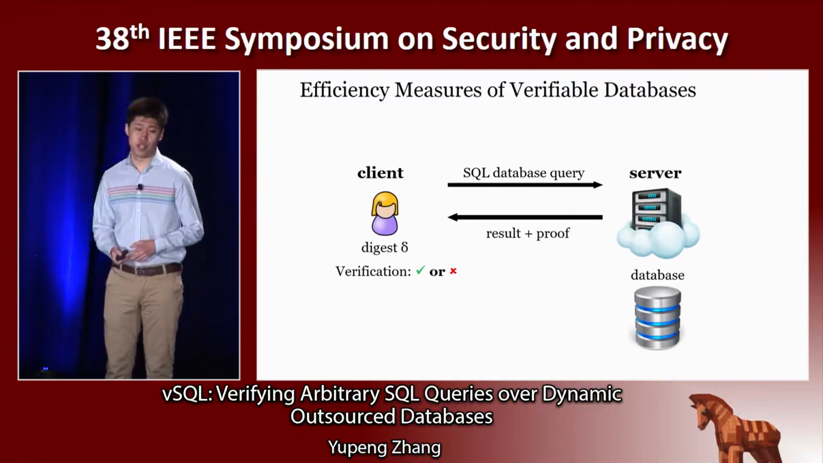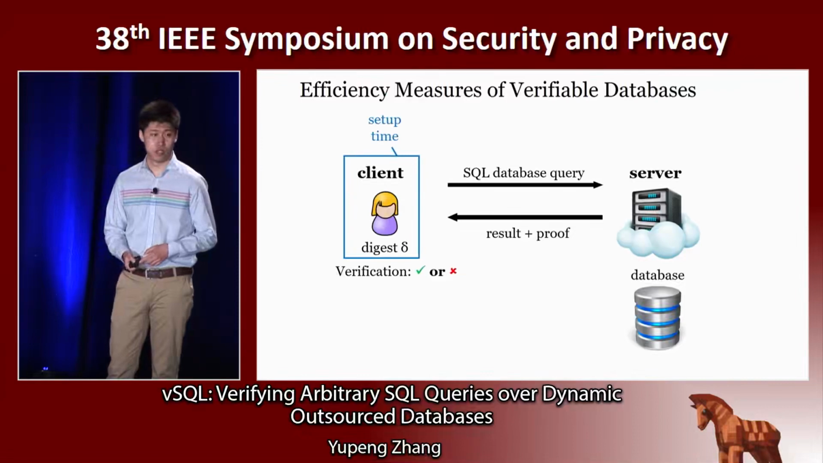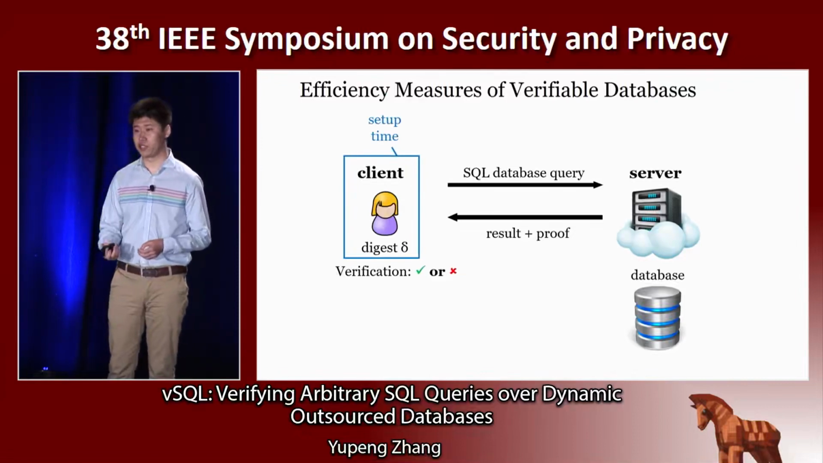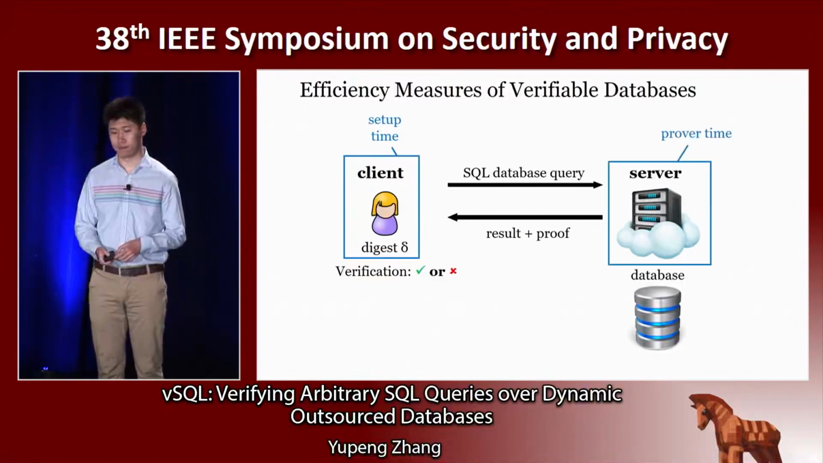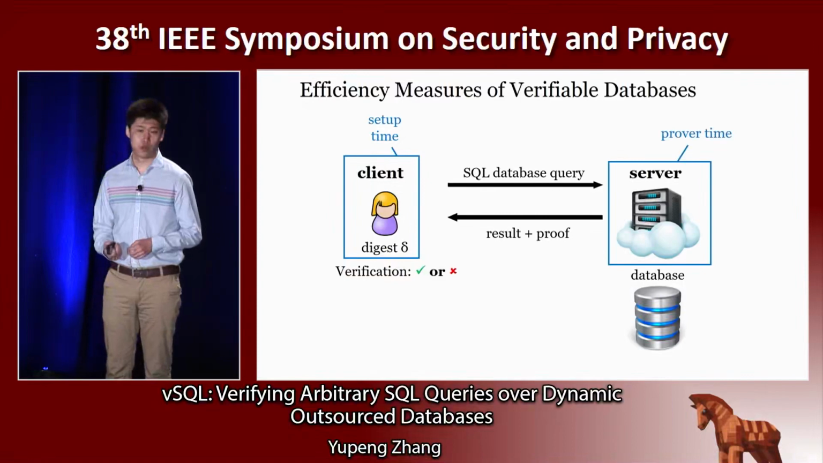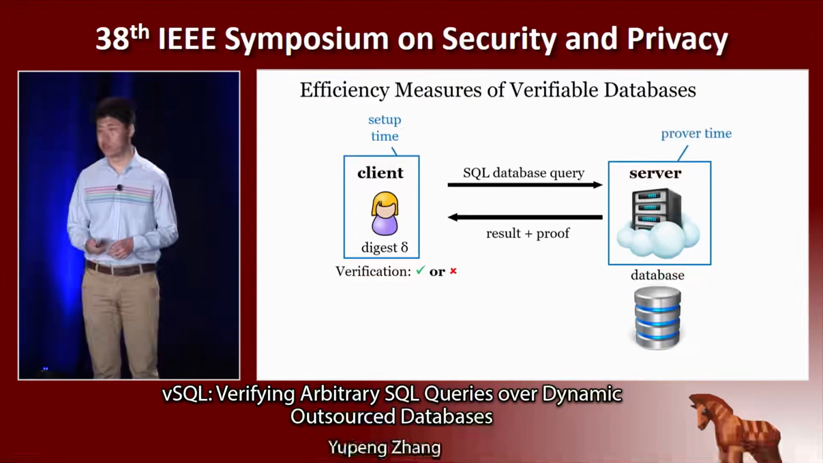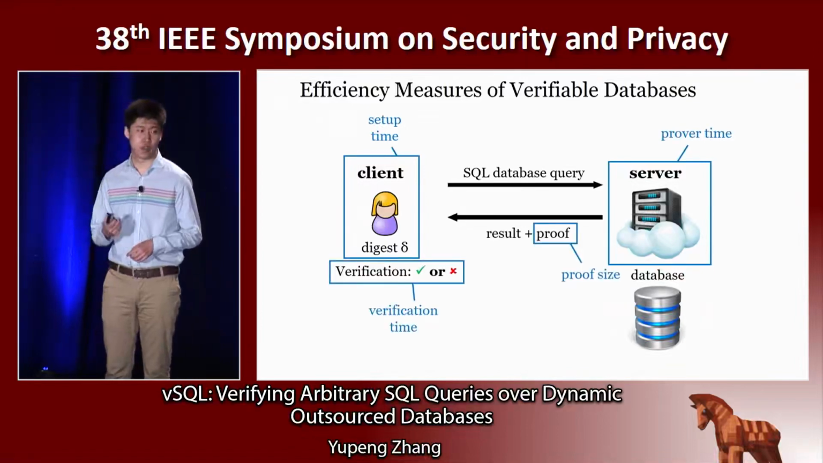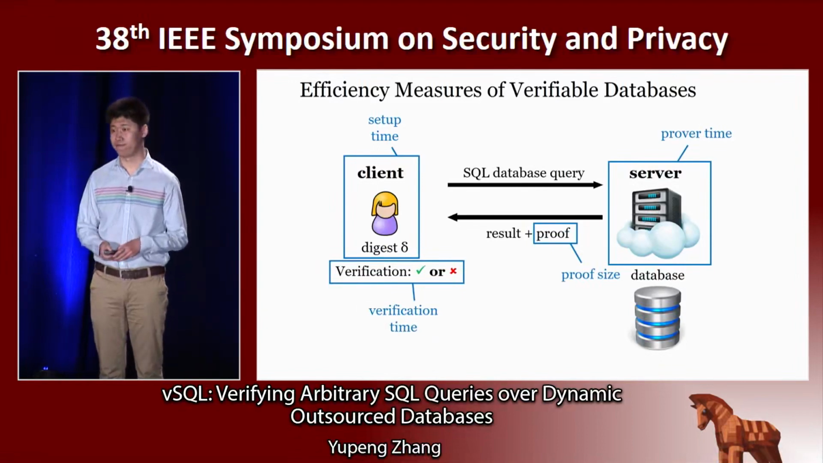In verifiable computation, we are interested in the following efficiency measures. First, setup time. This is the time to compute the digest, and ideally, we want it to be linear in the size of the database. We also want to reduce the prover time, which is the overhead for the server to generate the proof. And then we have proof size and verification time. We want them to be as small as possible.